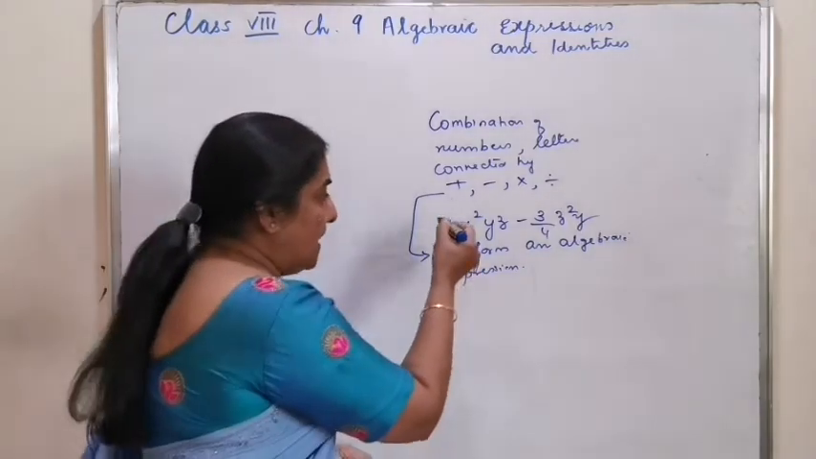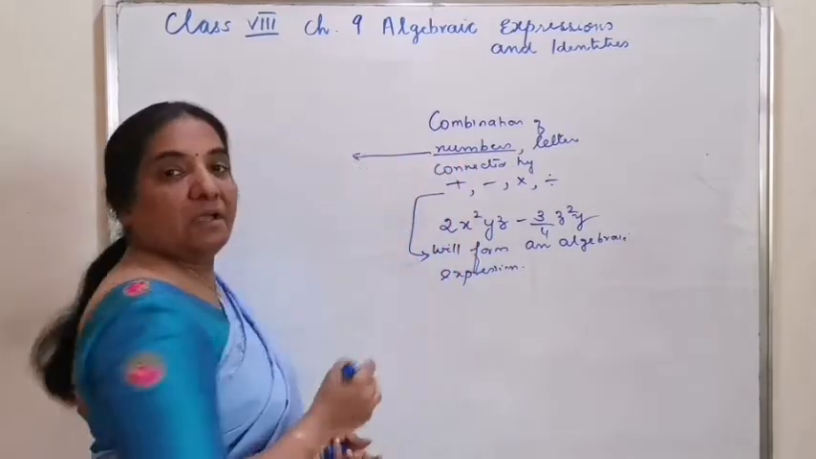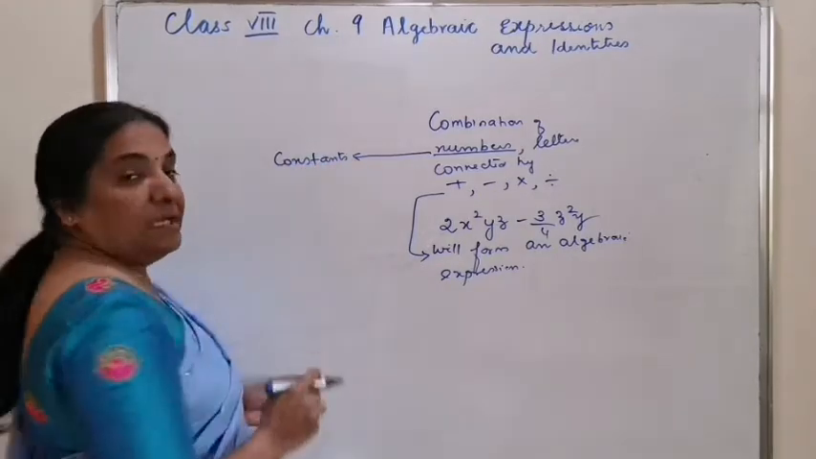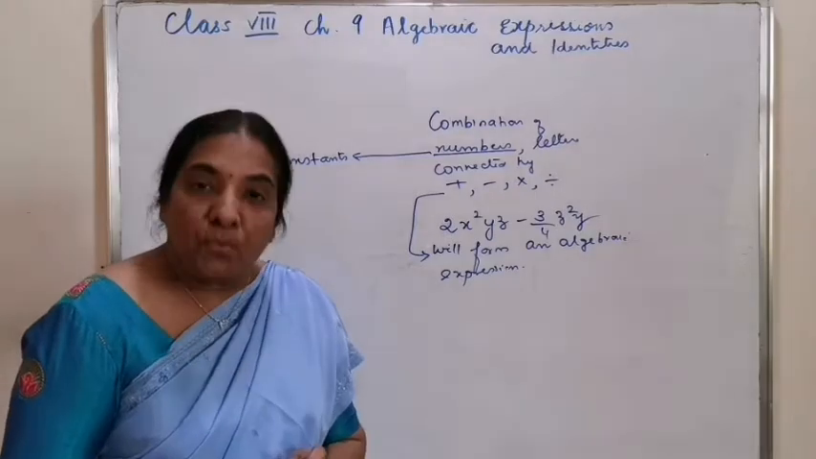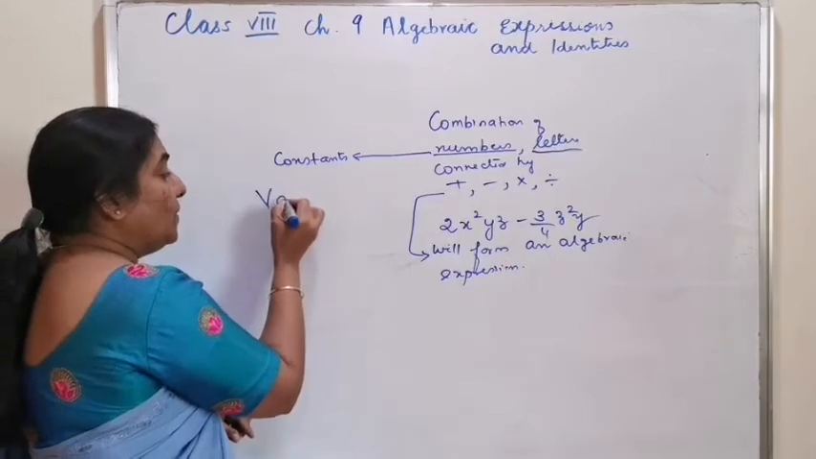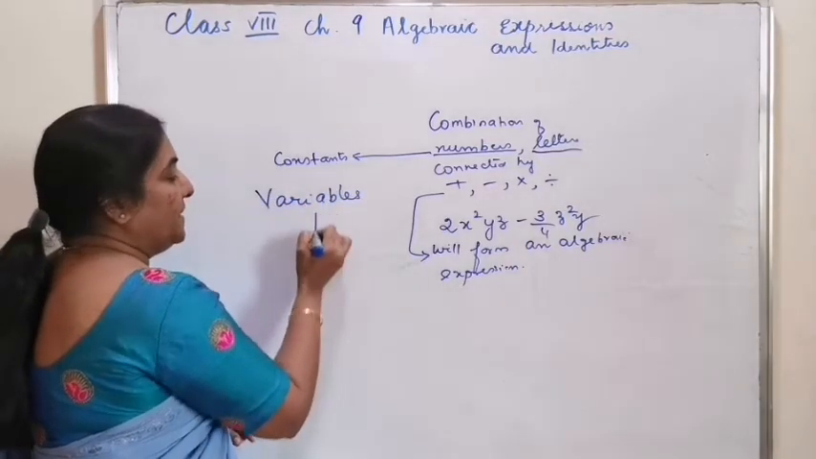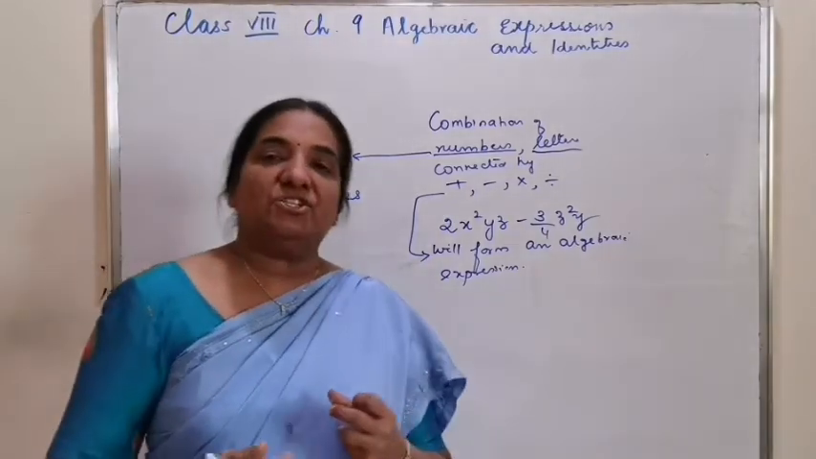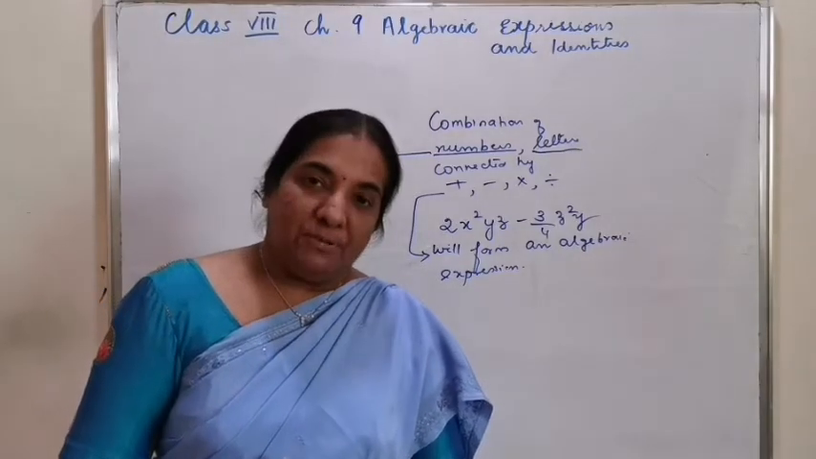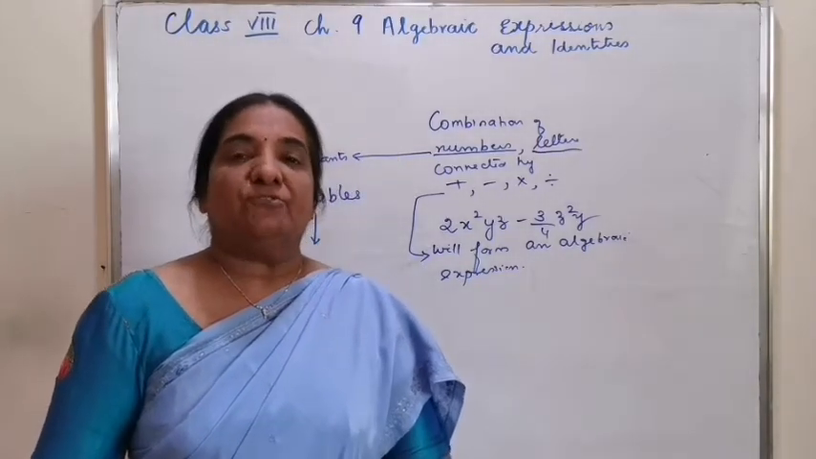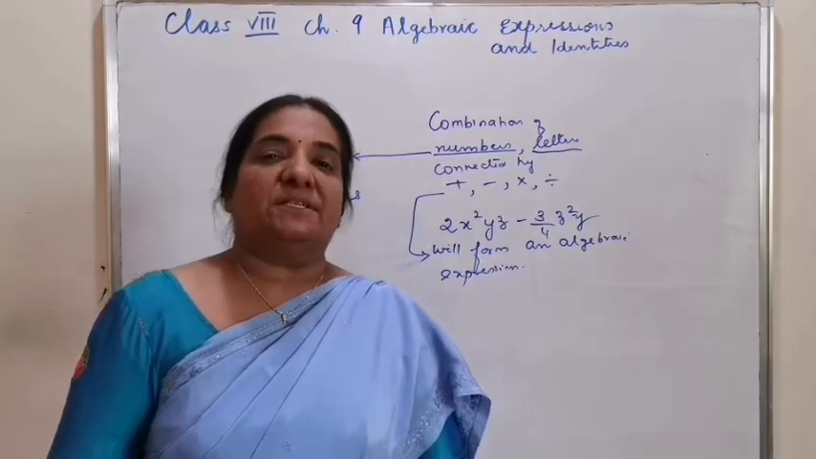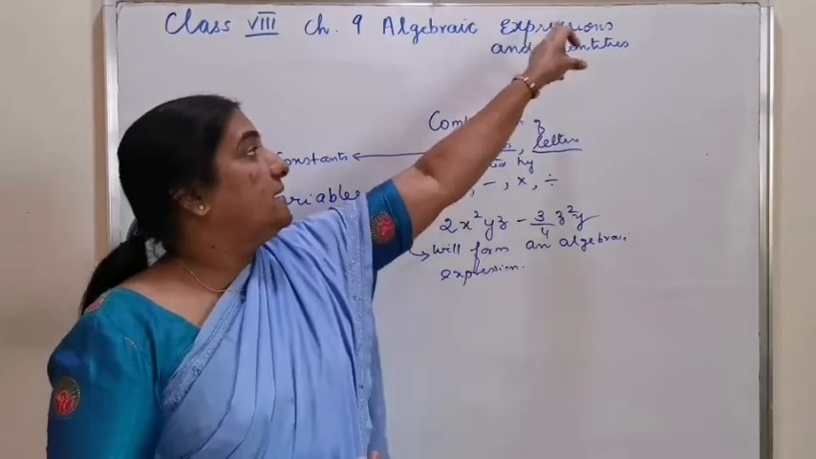Now, the numbers you are using are called the constants because a number has a specific value, and the letters you are using are called variables. Why are they variables? Because they will change their value as per different problems. Thus, a combination of constants and variables connected by the 4 fundamental operations in maths is called an algebraic expression.